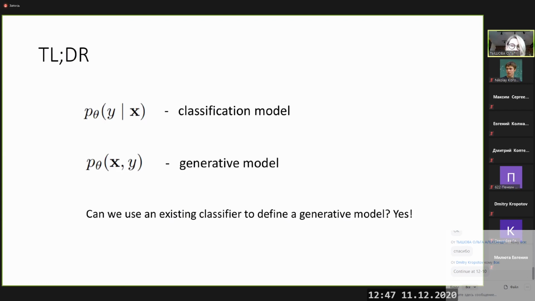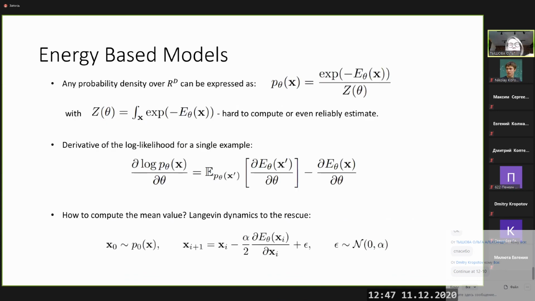The main idea presented in the paper is the possibility to reuse an existing image classifier to define a generative model. This is achieved with the help of the energy-based models. So I would like to say a few words about them.